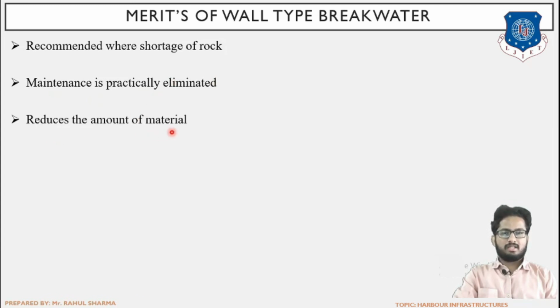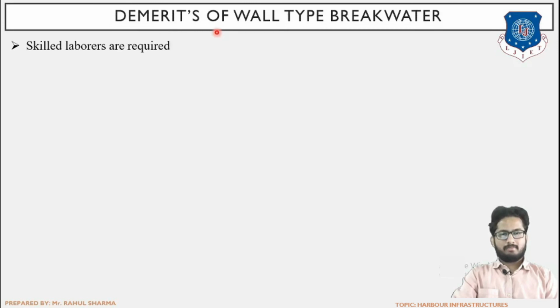Reduces the amount of material, so there is no higher amount of different materials needed. This is only a masonry construction, and moreover there are no different layers, that is intermediate layer or top layer, which were in the case of mount type breakwater. There is simple construction of wall, so it will reduce the amount of material, as was not in the case of mount type breakwater. Next are the demerits of wall type breakwater, that is, what are the disadvantages.